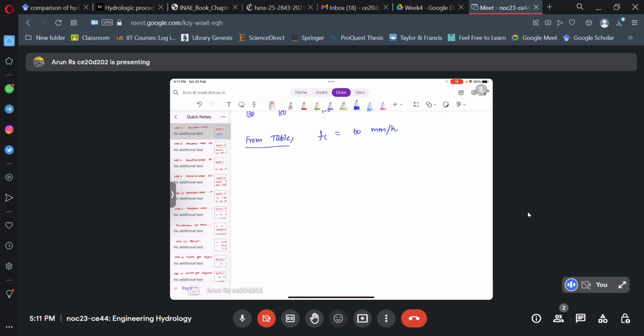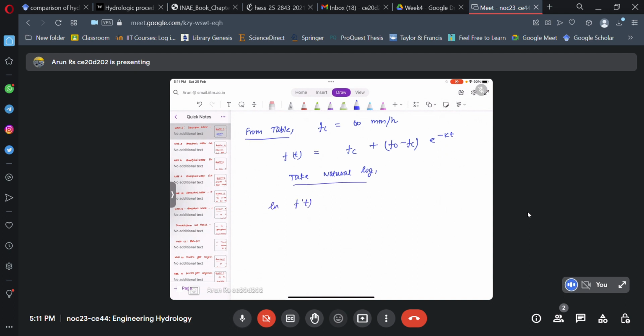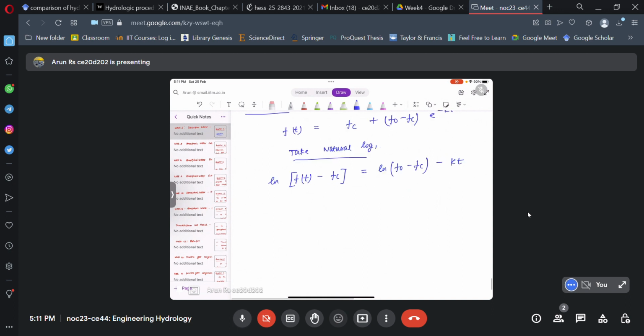Now we need to take the Horton's infiltration rate equation. So f at any time t is equal to Fc plus (f0 minus Fc) into e to the power of minus kt, and we need to take the natural logarithm. This is similar to the question I have solved previously. It will take the form of a linear equation, y is equal to mx plus c.